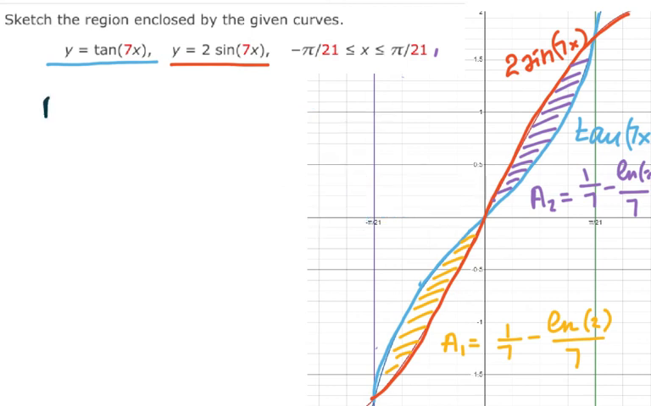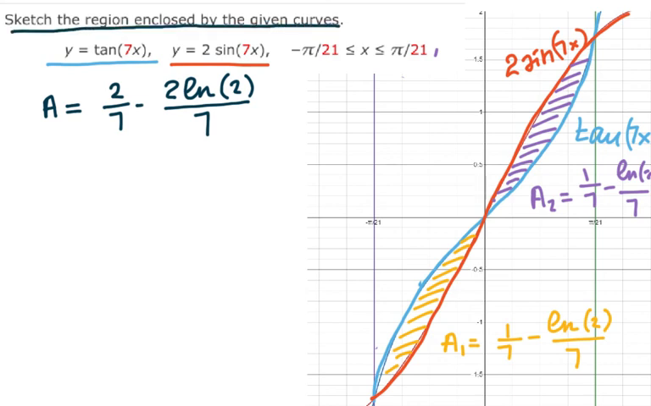So if I wanted to calculate the area underneath both curves, or the one that they asked me, I would have to add area 1 and area 2, and I would get 2 over 7 minus 2 natural logarithm of 2 over 7. So that would be my answer for the question that they asked me.